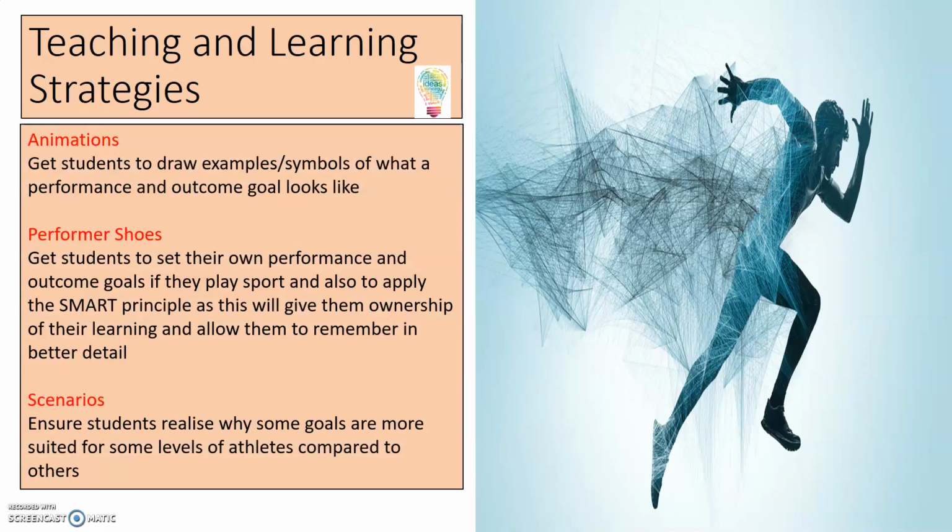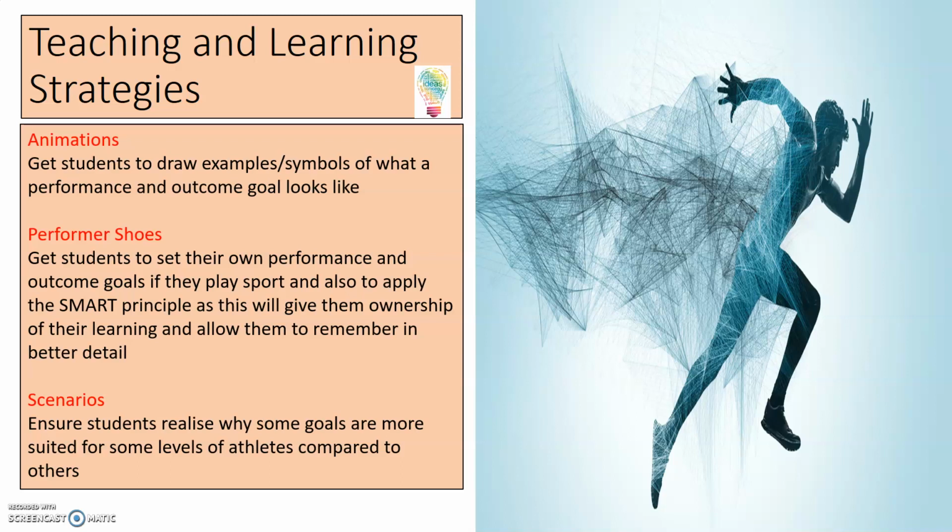Okay, and finally, for the teaching and learning strategies for the teachers, for this particular topic, I would look at getting the students to create some animations. So for things like the performance goals and the outcome goals, can they create some symbols, some logos, which are going to help them understand the difference between performance goals and outcome goals? Try and get the students to be the performers themselves and put themselves in the shoes of the performers. Get them to create their own performance and outcome goals, maybe for the sports that they play outside of school perhaps, or even within school.